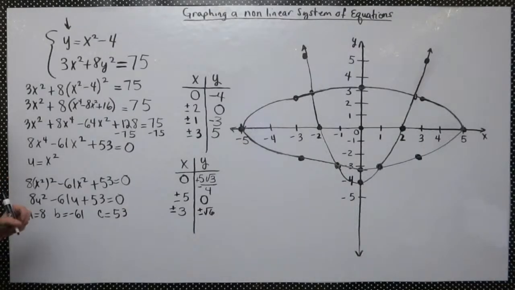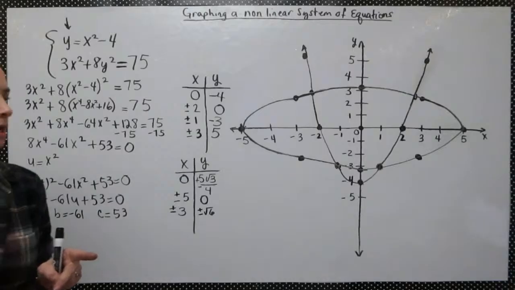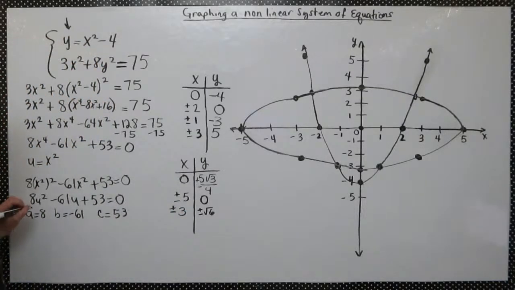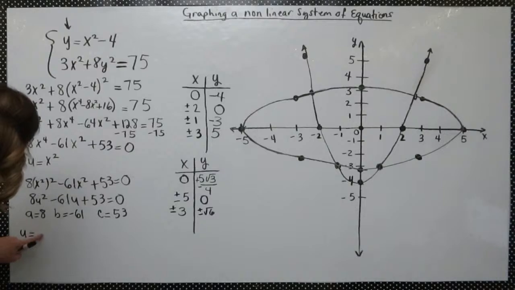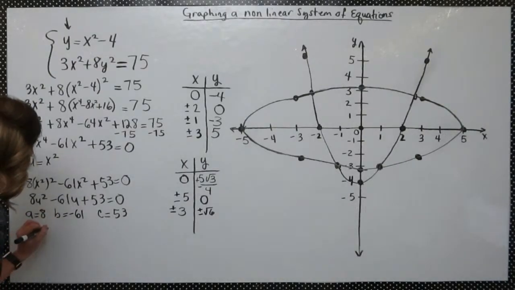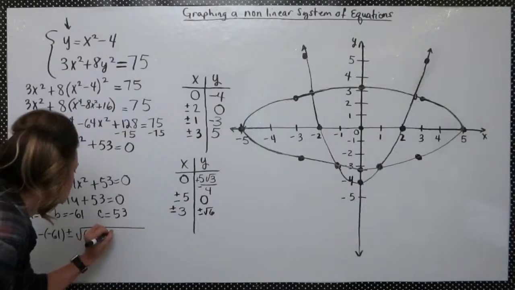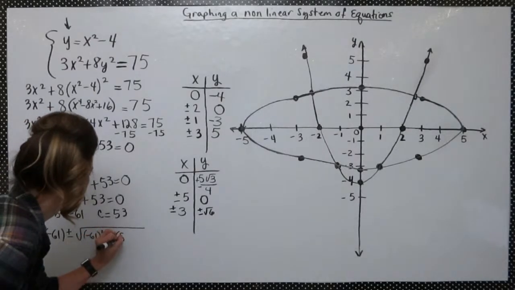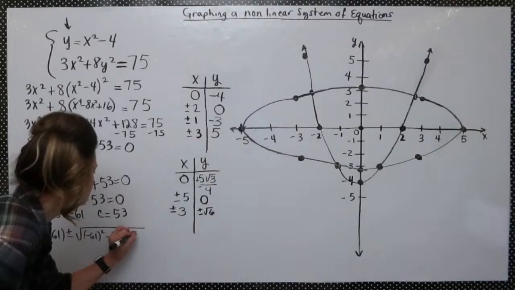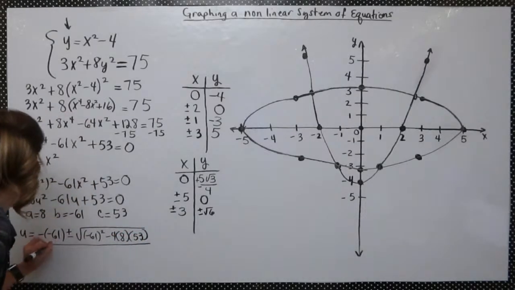I really wish that I had batteries in my other calculator because I have the quadratic formula and right now I'm being really lazy, not wanting to do it, but we'll go and do it. So we have u equals negative b plus or minus the square root of b squared minus 4 times a times c, all over 2a.